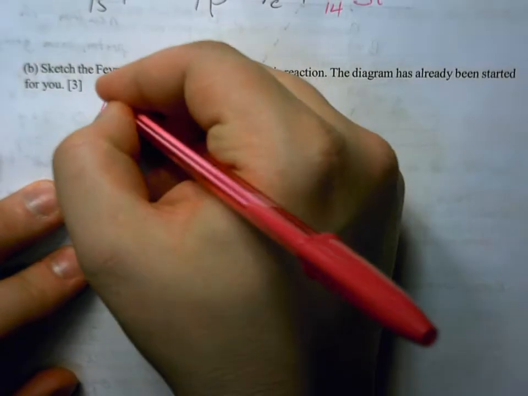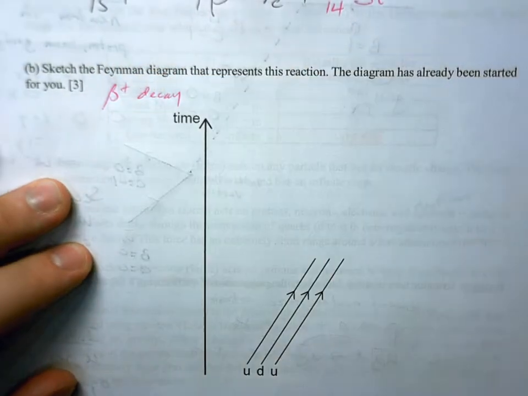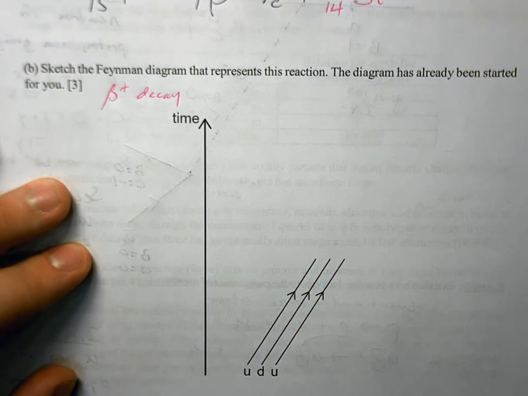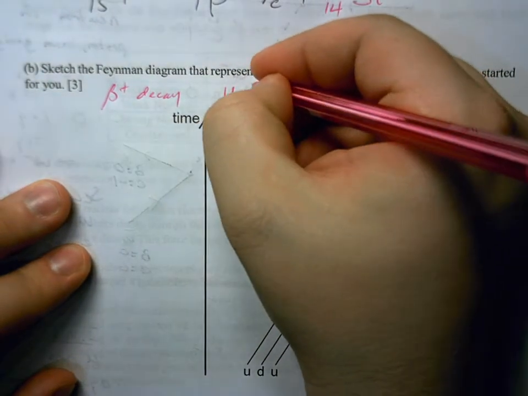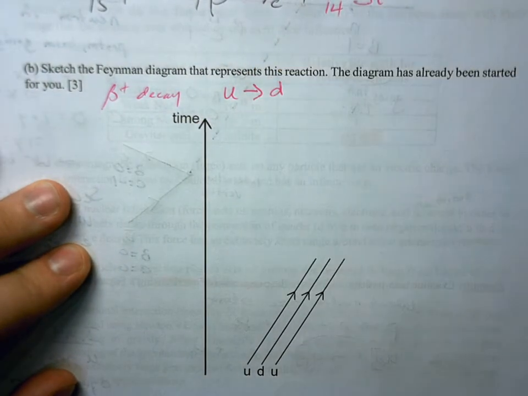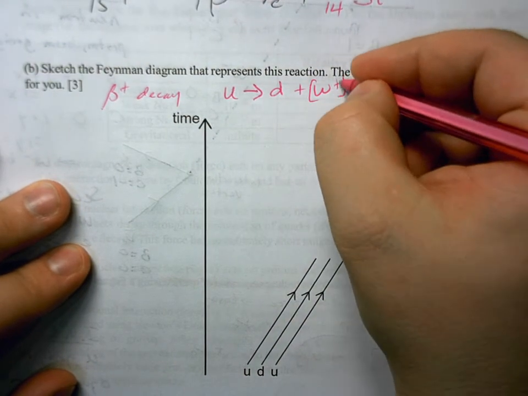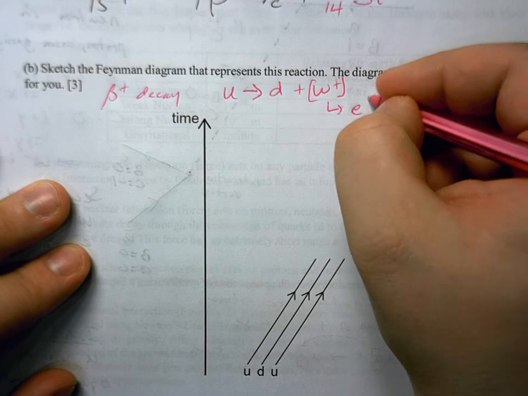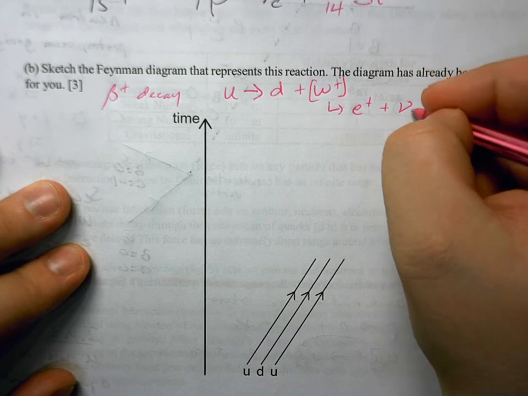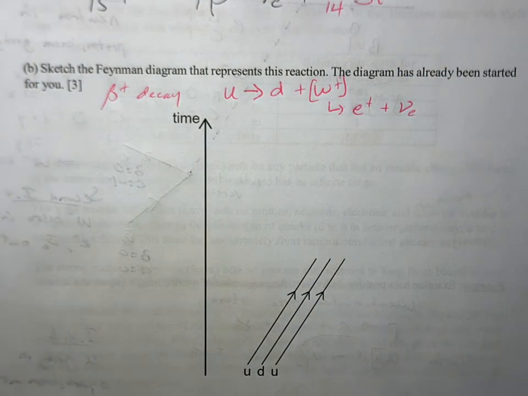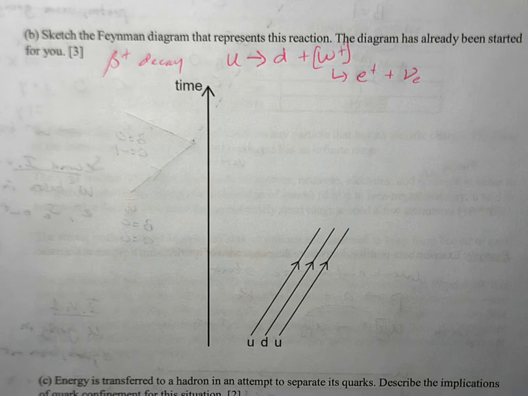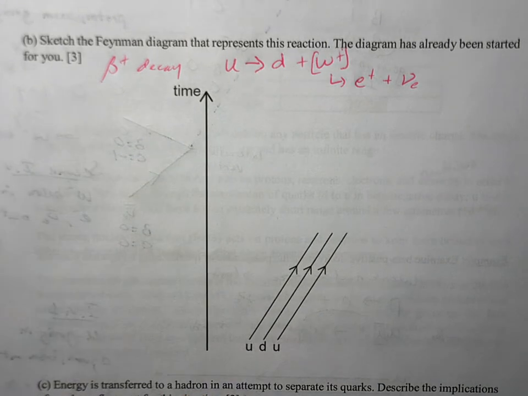So what we're looking at here is beta plus decay. In beta plus decay, one of those U quarks is going to turn into a D quark plus a W plus boson, which itself is going to decay into the positron and the neutrino. This is the example that we just did. But here's what's happening here. So this is how this has started out.